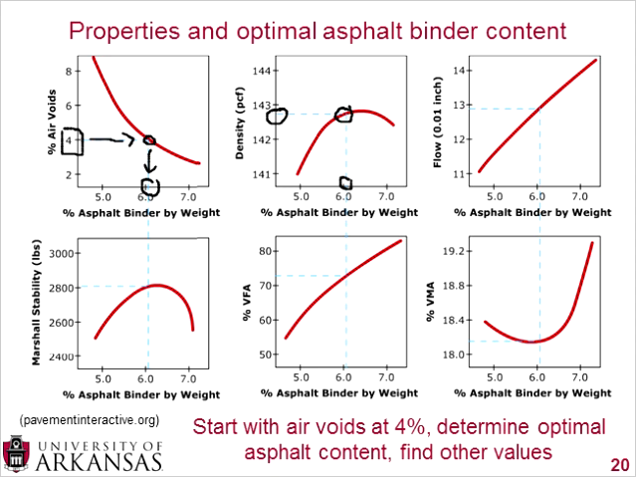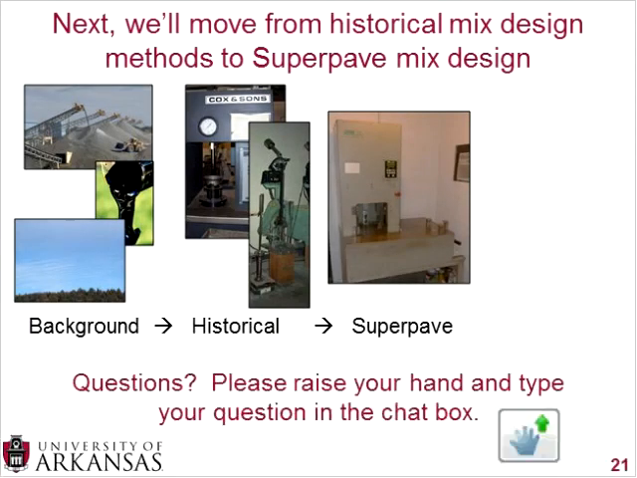And then what you can do is you can compact one last additional sample at the optimal asphalt content and verify that you get the proper density, the proper flow, and the proper stability, and so on. So that kind of covers the historical methods, the Hveem and Marshall methods of mixed design. And again, I went over those very quickly. It is a very broad overview. We could spend a lot more time on each one of those. But if there are any questions, I'll take those now.